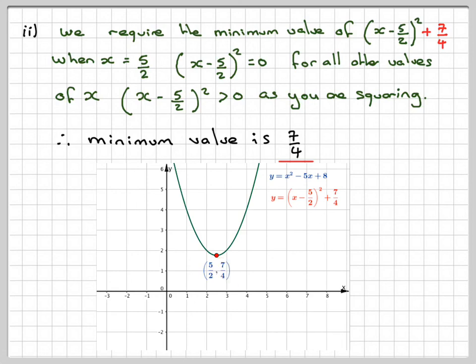Okay, so that's been a video to show you how to expand, solve an equation using cross multiplication, and complete the square and interpret its meaning. I hope you've understood, and I thank you very much for watching.